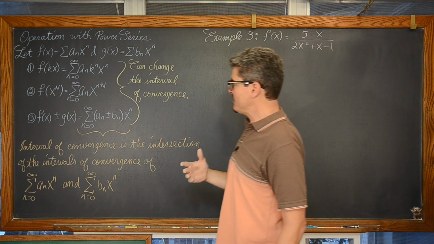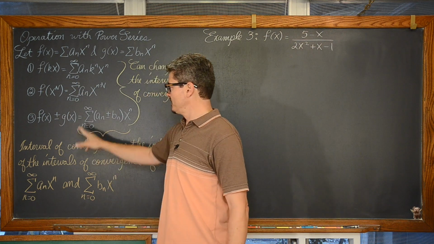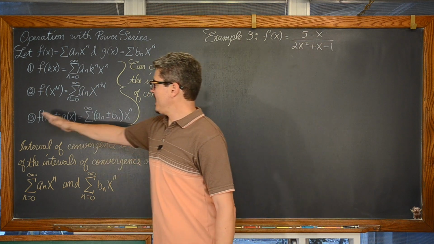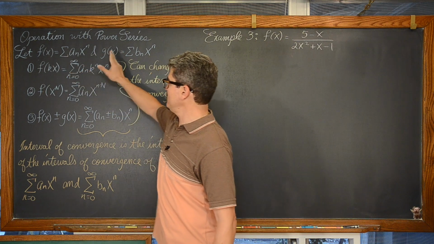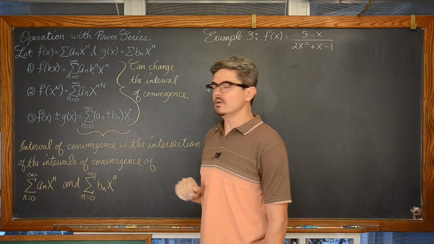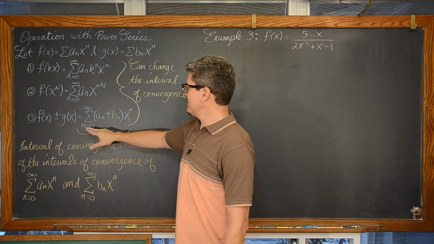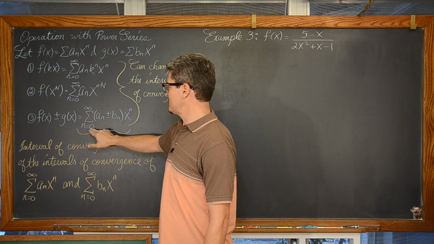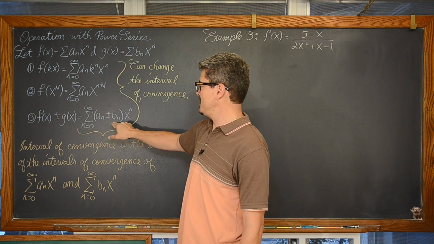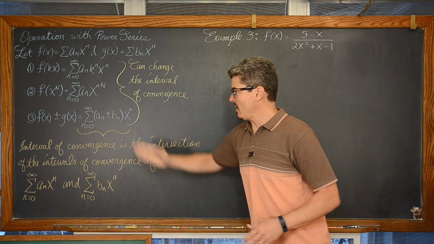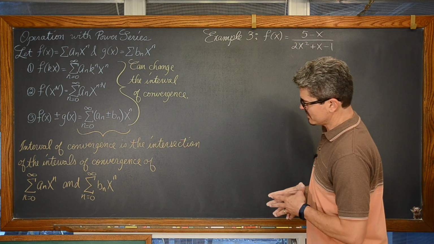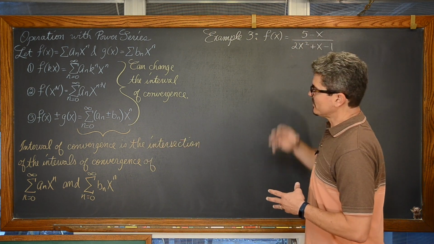And then we have f of x plus or minus g of x is equal to, so if you're adding or subtracting functions, basically, you can add or subtract those series, and it comes out to sigma where n starts at 0 goes to infinity of a sub n plus or minus b sub n times x to the n power. We're going to be using that as we finish this example number 3.